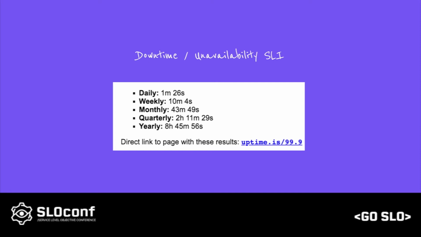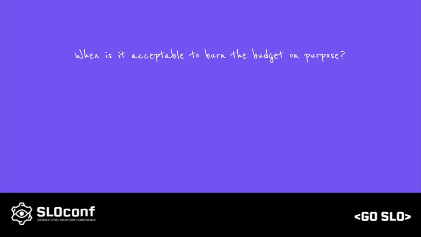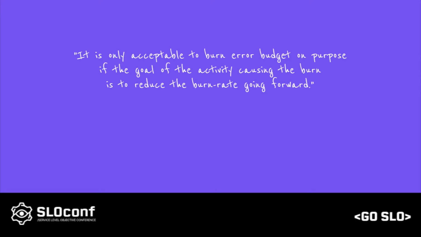With an SLO like this, even with rolling restarts and zero downtime deployments, we can't really afford to make that many mistakes at all. And given these tight constraints, or this tight budget, when would it be acceptable to burn the budget on purpose? I like to use the following sentence as some kind of rule of thumb. It is only acceptable to burn error budget on purpose if the goal of the activity causing the burn is to reduce the burn rate going forward.